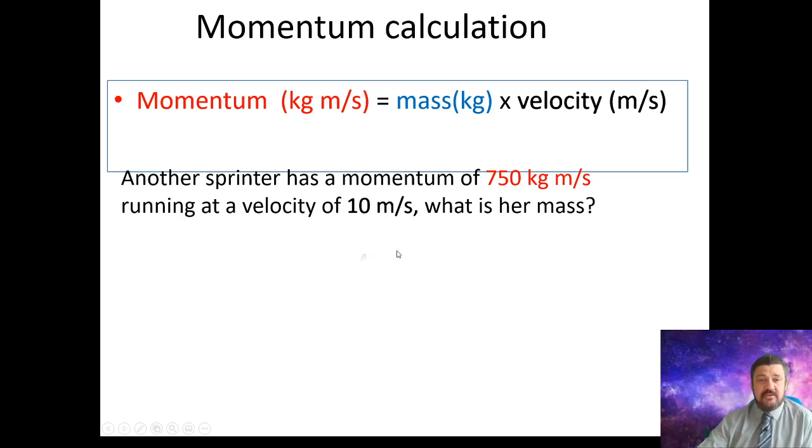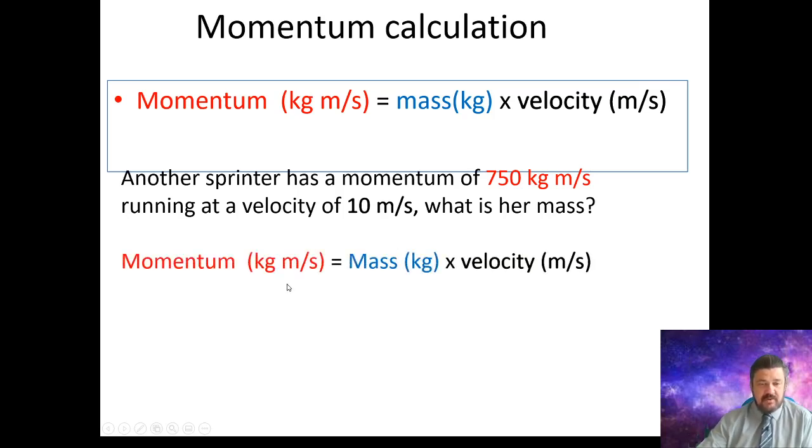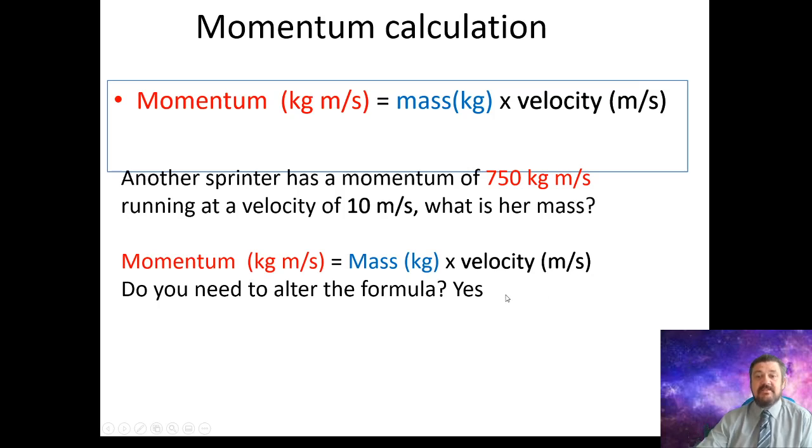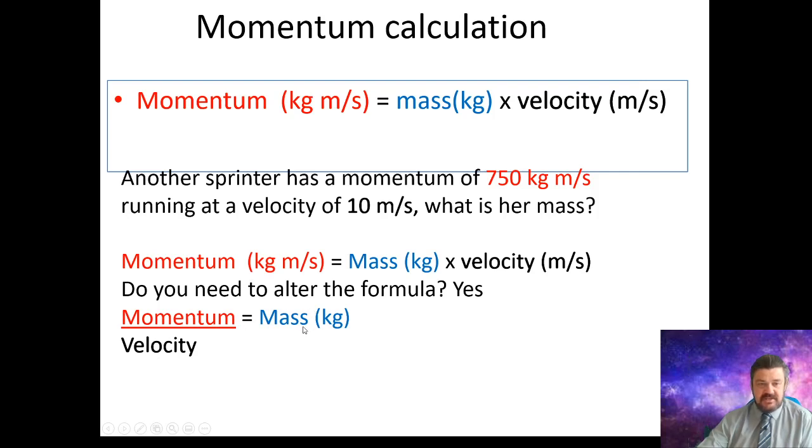So we need to do something slightly different. So again, let's put our equation in. This is the one we're going to use. Momentum is equal to mass times velocity. Do we need to alter the formula? Yes, we do, because the question's clearly asking us for the mass. So we need to make mass the subject of our formula, which gives us momentum divided by velocity is equal to mass. Once you've got your formula, we'll plug our numbers in, and so therefore we should have 750 kilograms meters per second divided by 10 gives a mass of 75 kilograms.